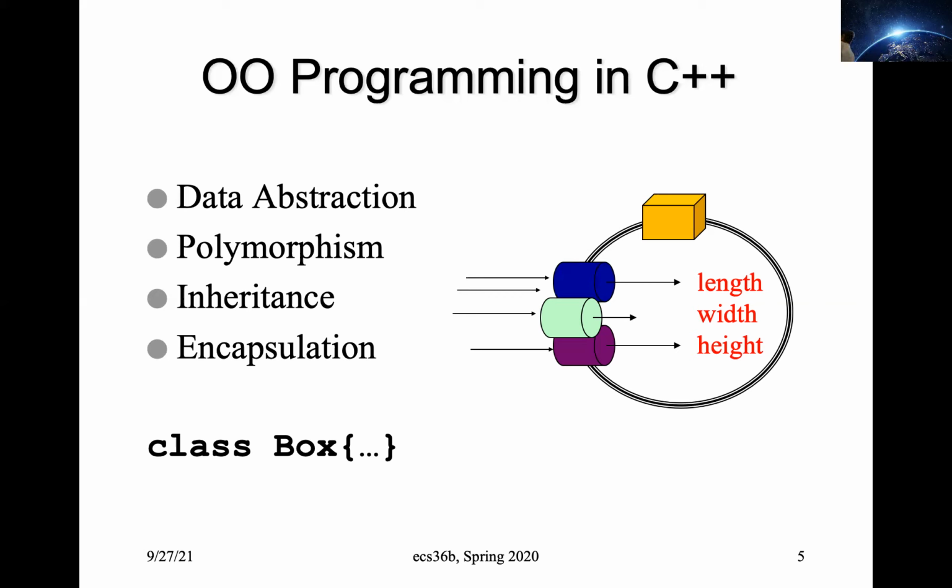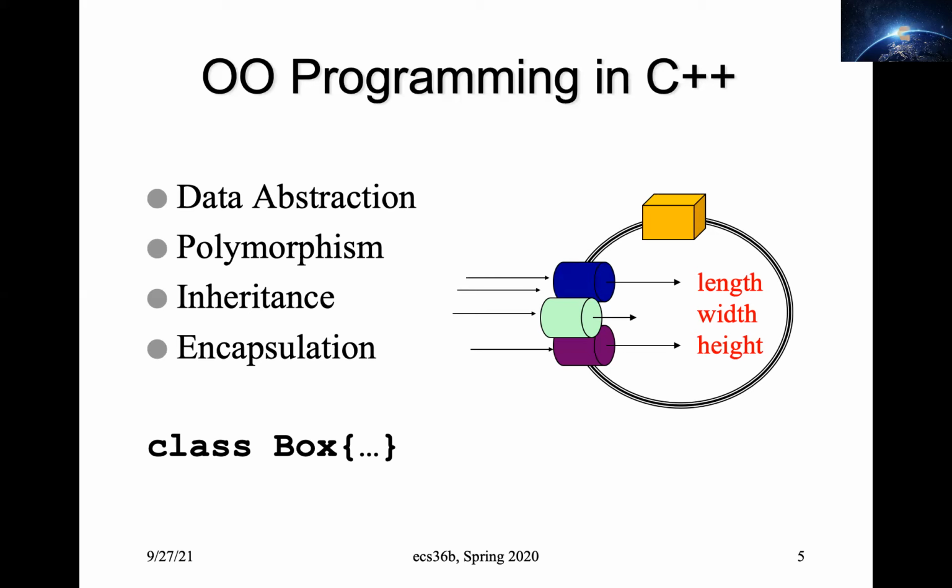We will look at polymorphism and inheritance much later, but we're going to see more and more about data abstraction and encapsulation via the concept called class. So essentially, I like to draw a picture that looks like this, which shows that there is an object called box. This is just an example. It could be an object or class called person, or an object or class called car.